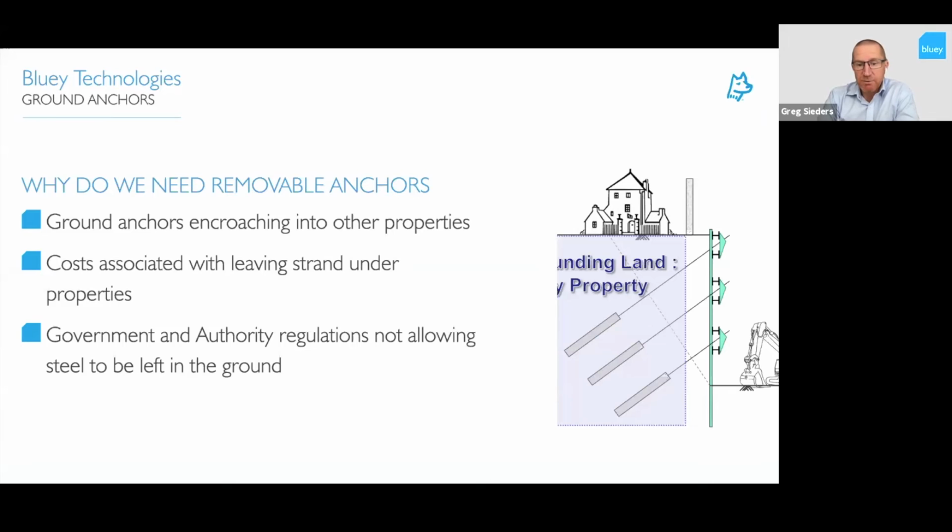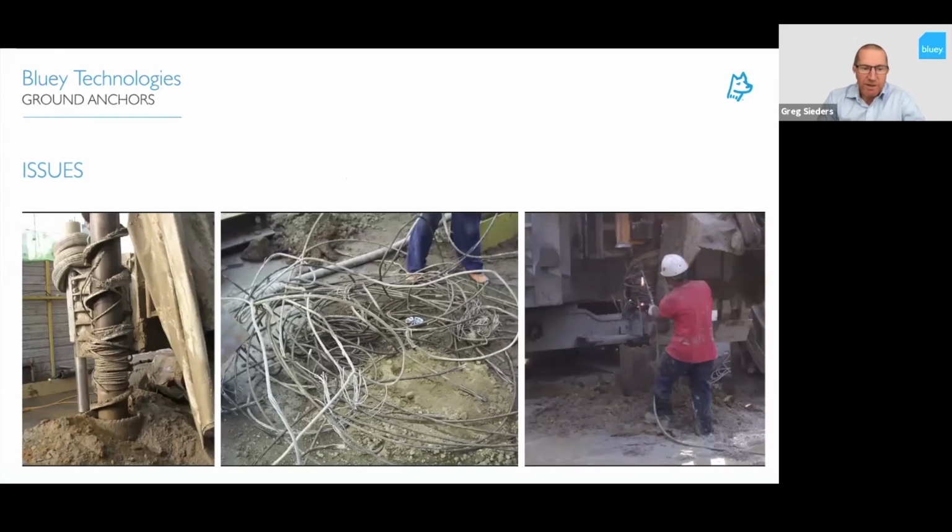There's a lot of costs associated with leaving strands underneath properties. Rail authorities charge you, other owners charge you to leave strand in there, because if they want to do some excavation later, then they've got to deal with the issues of having to cut through strands. This is what can happen, and why it's getting specified more and more, to have removable ground anchors into the basements, so we're not leaving this sort of issue for future developments. You can see augers getting tangled up with strands can be very time consuming and expensive when you've got your equipment getting damaged like this.